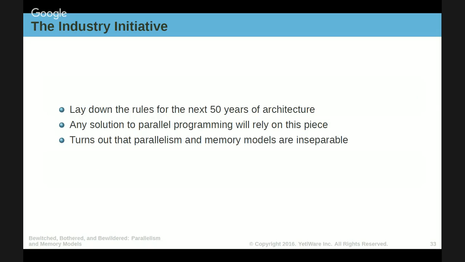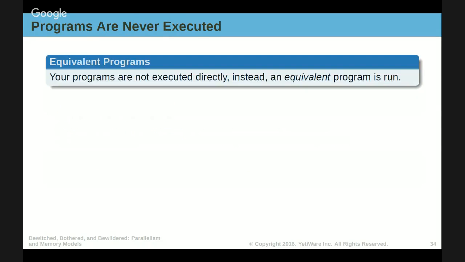So parallelism and memory models turn out they're completely inseparable, right? So if you get nothing out of this presentation, just remember, if you're doing parallel programming, unless you never ever cooperate with memory, you have to bear in mind the memory model. It turns out as well that we've kind of been living a lie as computer scientists, computer programmers, and the programs we write is not what's ever executed, right?